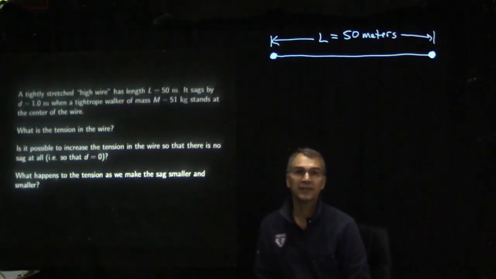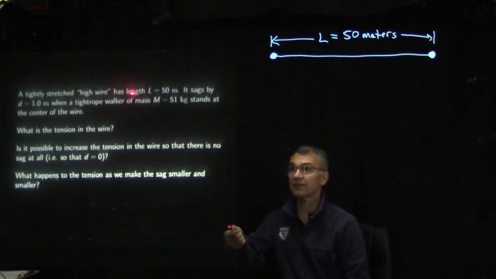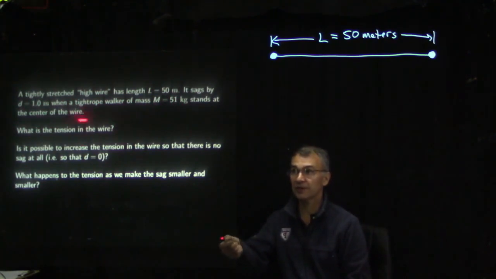Here's a problem involving a cable, which is going to be an interesting segue toward our studying trusses soon. A tightly stretched high wire, that's like a wire that a kind of daredevil stunt person will walk on, has length L equals 50 meters. It sags by d equals 1 meter when a tightrope walker of mass M equals 51 kilograms stands at the center of the wire. What is the tension in the wire? That means the tension when the tightrope walker is standing on it.